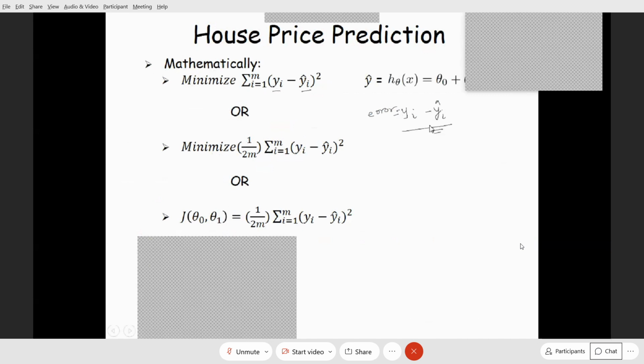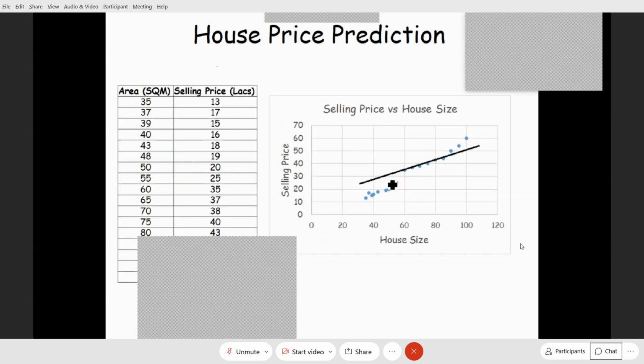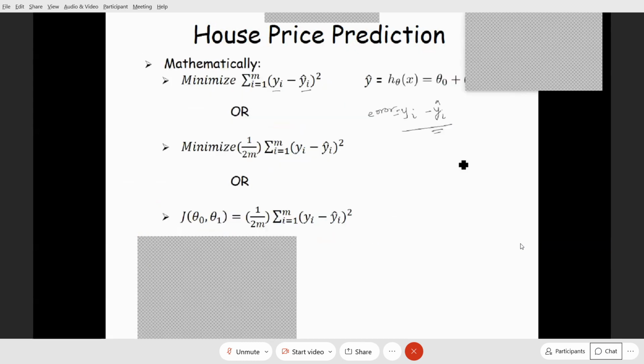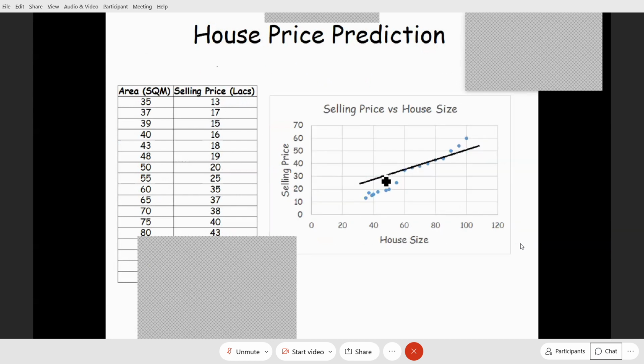Now, error is error, whether it is on the positive side or the negative. Suppose in this solution the estimated value is higher and the actual value is lower, and here the estimated value is lower and the actual value is higher. If I write my error as yi minus y cap, then the error is going to be positive here and negative here.